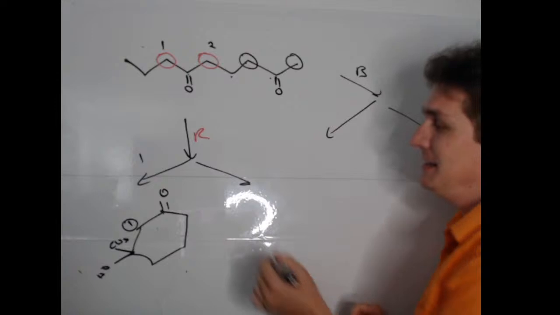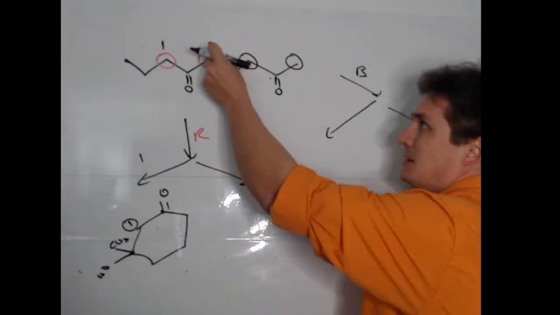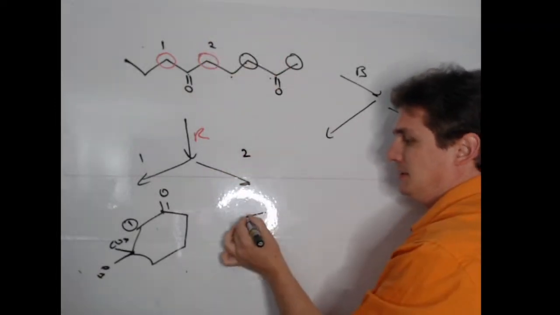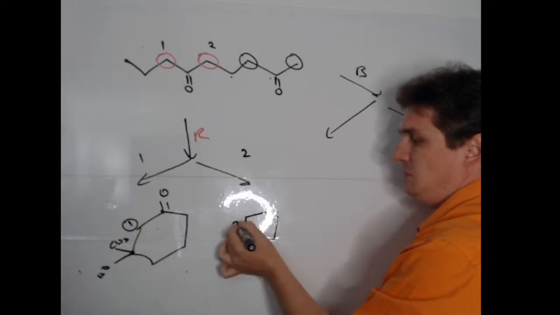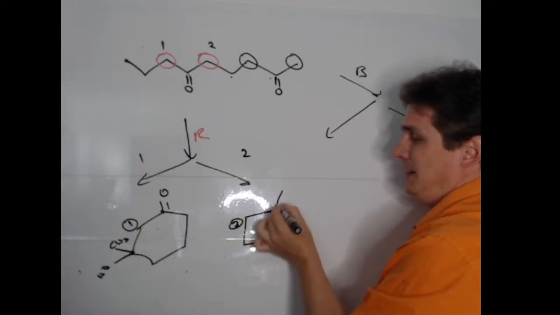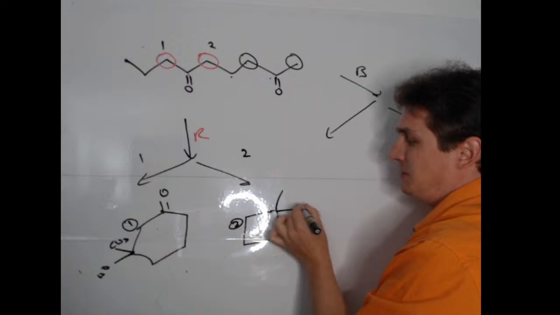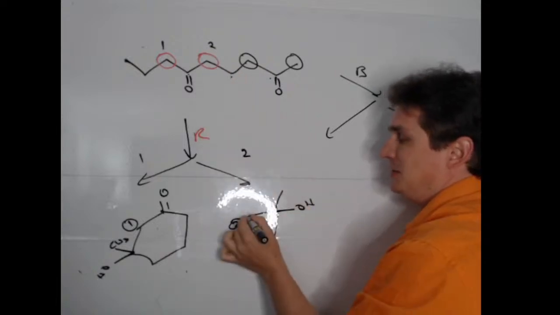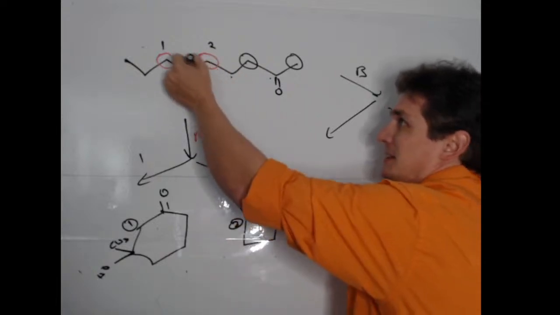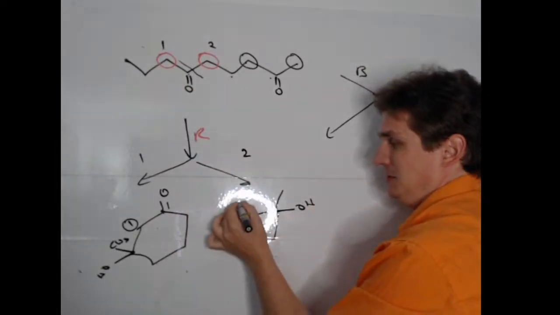All right, let's say 2 does the attacking. So now we have a 1, 2, 3, 4-membered ring. So there's our 2 carbon, and the 2 carbon is going to attack. We're going to get an alcohol, and then hanging off this ring is going to be this branch here. So 1, 2.